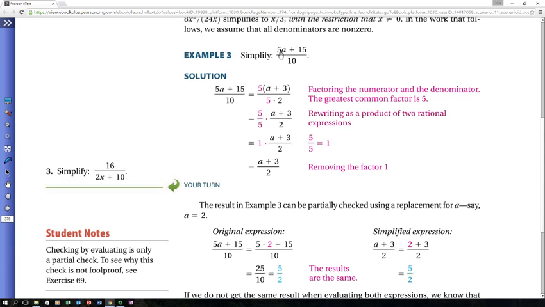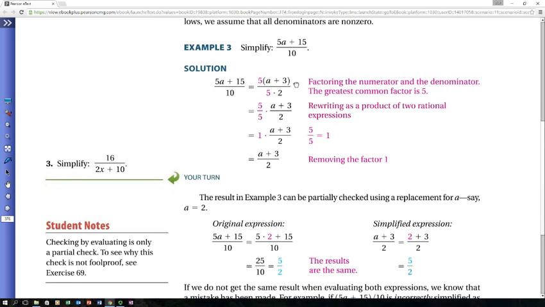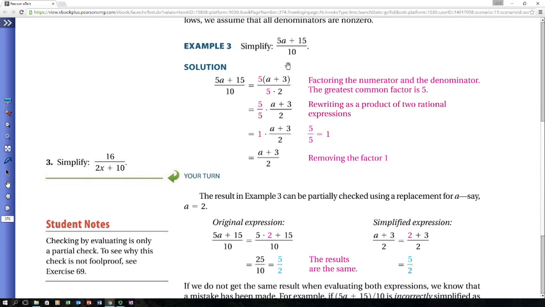Because this is really 5 times a, and 15 I can write as 3 times 5, right? So they have a common factor. I can use the distributive property and rewrite that as 5 times the quantity a plus 3. Now that doesn't do in itself anything to simplify, but what I want to do is then factor my denominator and see if I have any common factors, and I have 5 that is common.